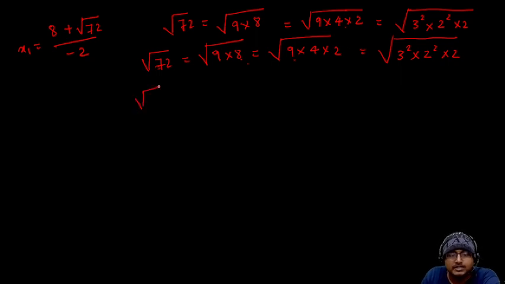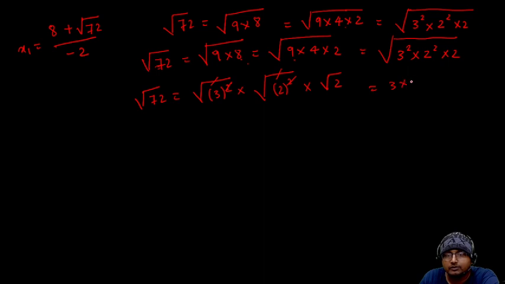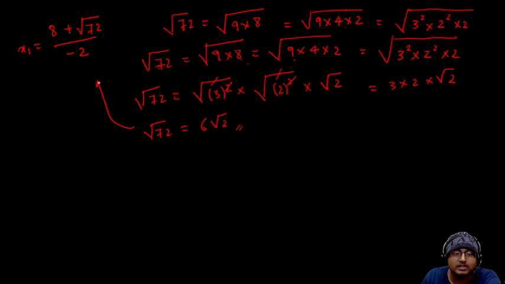So root 72 can be written as root of 3 square into root of 2 square into root 2. This square and root cancel, this square and root cancel. So what will you get? 3 into 2 into root 2, which is 6 root 2. So root 72 is 6 root 2. Substitute in x1: x1 will become 8 plus 6 root 2 divided by minus 2.